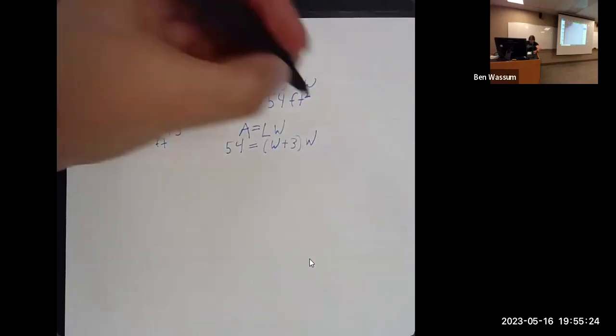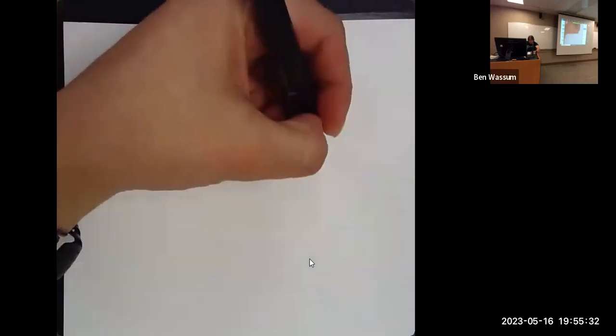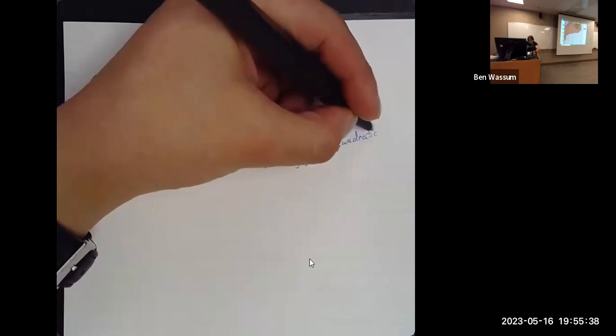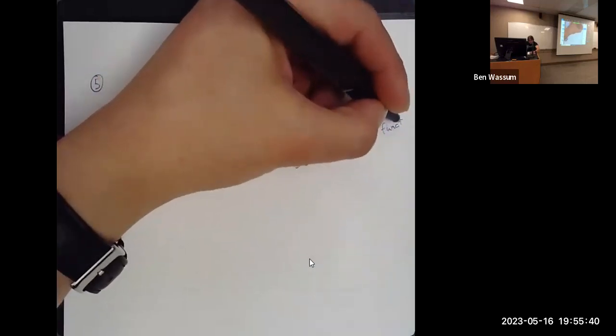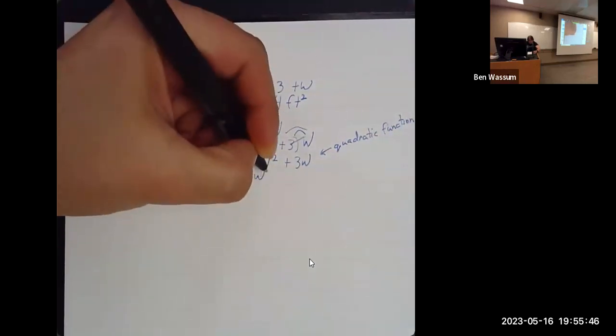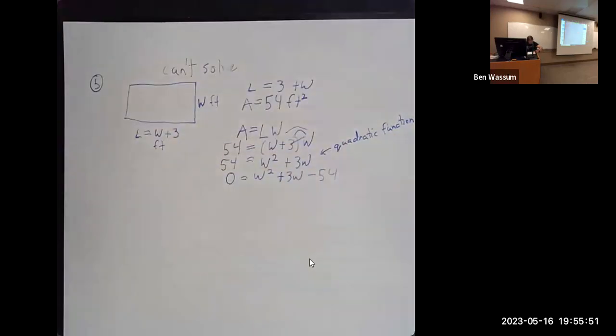Now, if you want to see why, it's because when I multiply this through, I end up with W squared plus 3W equals 54. And unfortunately, this is a quadratic function. This has its own way of solving it that we have not covered yet. In fact, it's a little bit further along. There's no way I can solve this at this point.